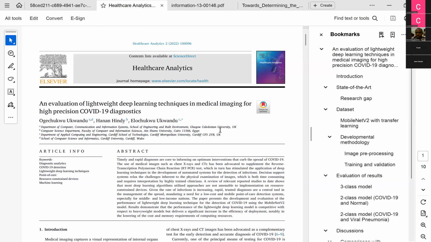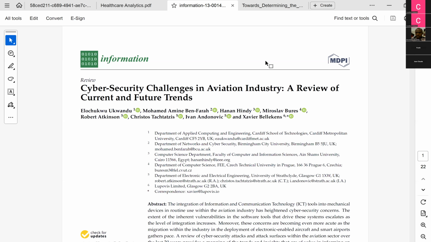Still the first one. Okay, an evaluation of cybersecurity challenges here in aviation. So this is a review paper: Cybersecurity challenges in aviation industry, a review of current and future trends. It's not just the name that merits a review. A review article is like a senior brother to a literature review.